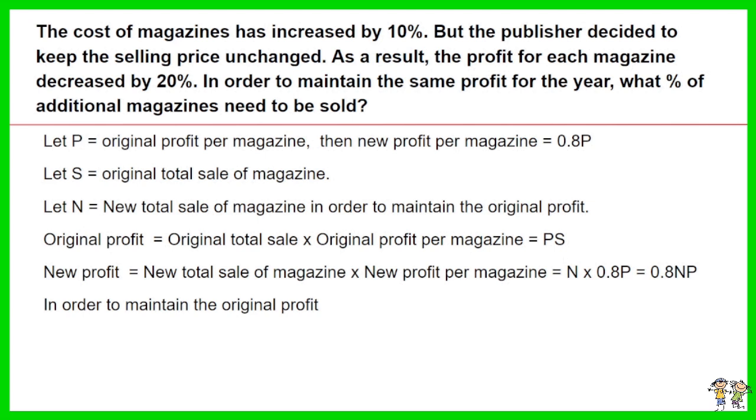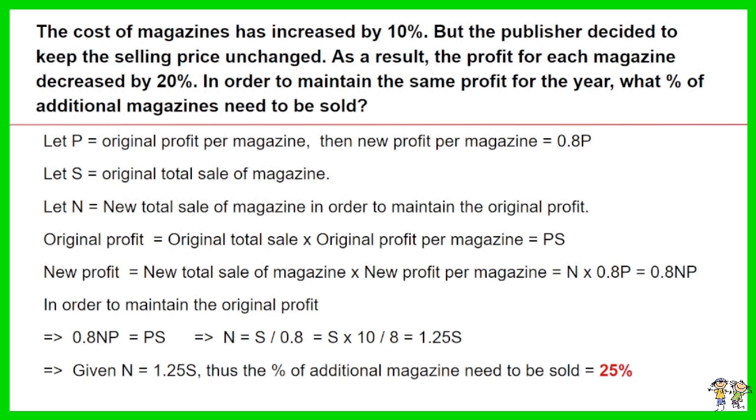In order to maintain the original profit, 0.8 NP needs to be equal to PS. Solve the equation, N equals 1.25 S. Given N equals 1.25 S, thus the percent of additional magazines that need to be sold equals 25%.